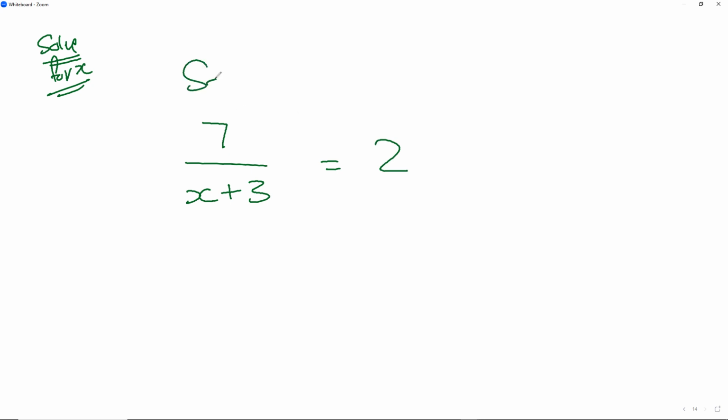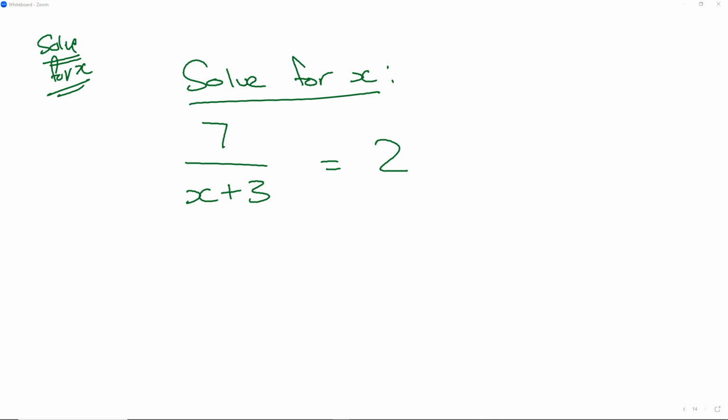Continuing with solving for x, what happens when we have a little bit of fractions involved? Something like this. What if we got 7 over x plus 3 equals 2? And you want to find x. The question says solve for x. Give this one a go. It's just that I'm using fractions.